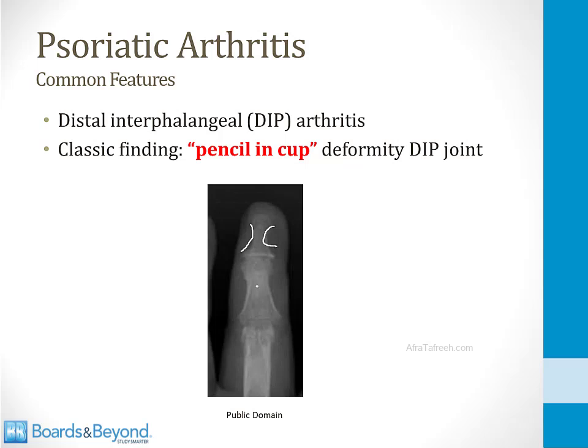So people think that looks like a cup, and therefore the middle phalange looks like a pencil inserting into a cup. That's called the pencil and cup deformity, a classic finding in psoriatic arthritis.